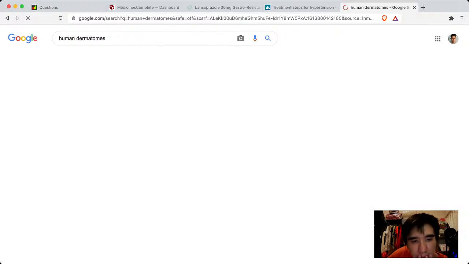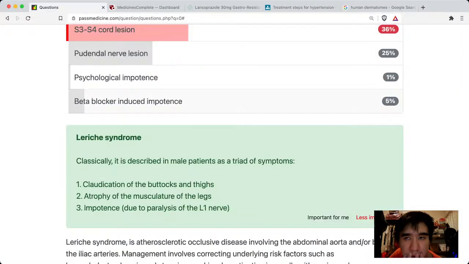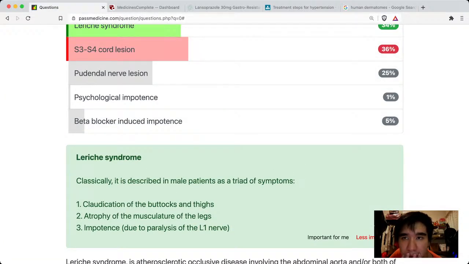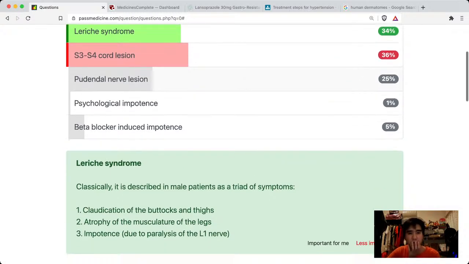Dermatomes. Look in the penile areas. S2 or S3 is correct, but this is sensory. S3 to S4, S5 is in the anal region. Let's look at the question again. What did it say? S3, S4. Okay, so S3, S4, S1, S2. Here's S2, S3. 2, 3, 3, 4. Oh well.